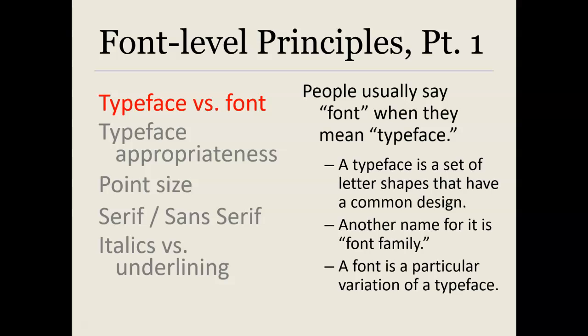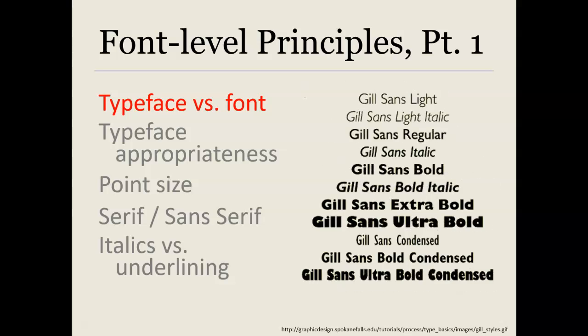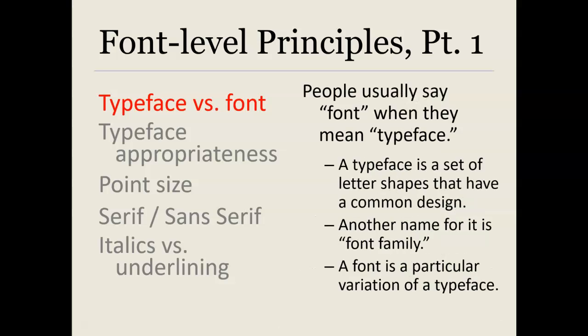So for example, if we look at this list here, look at all these. Gill Sans Light, Light Italic, Regular Italic, Bold, Bold Italic, Extra Bold, Ultra Bold, Condensed, Bold Condensed, Ultra Bold Condensed. These are all part of a font family. The shapes are all slightly different from each other, but they all have the same basic characteristics. So these things here, these are typefaces. This is a common typeface with individual fonts.